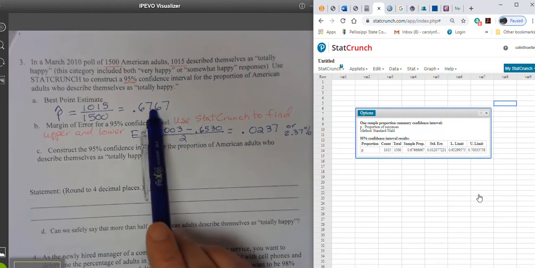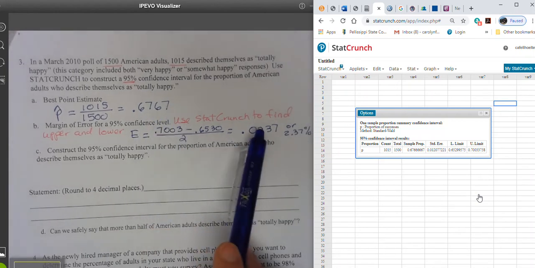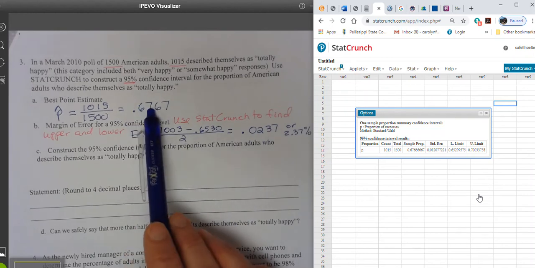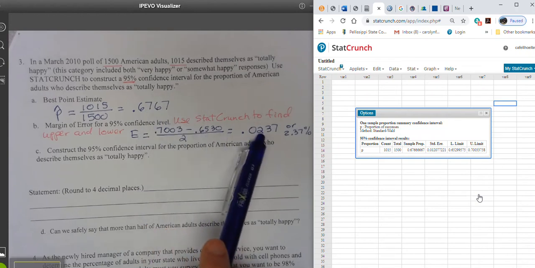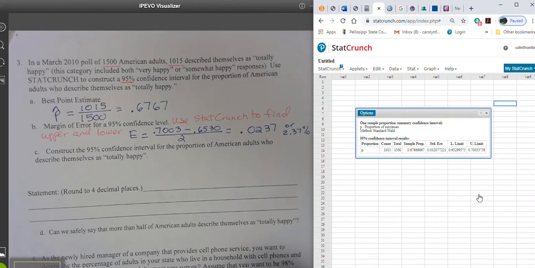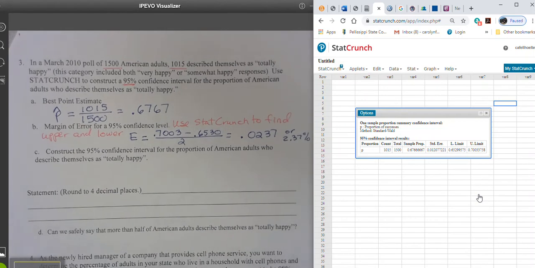We could take our p hat and subtract a margin of error, and that should give us our lower limit. And then we can take our p hat and add the margin of error, and that should give us our upper limit. But we can just simply write it out like this. Whoops.